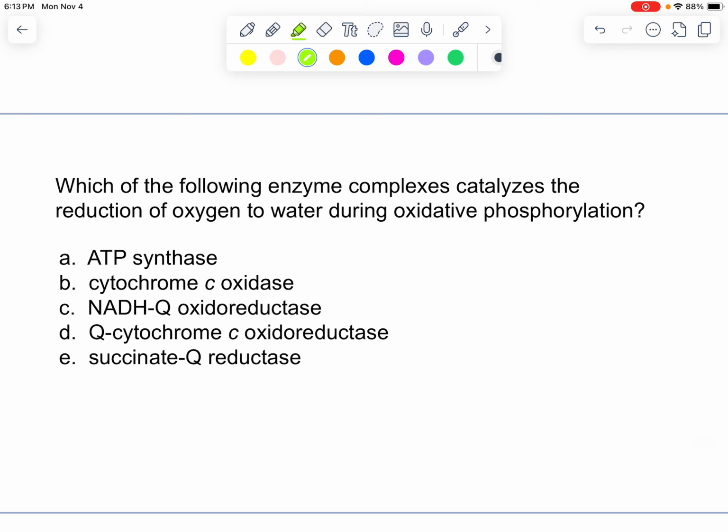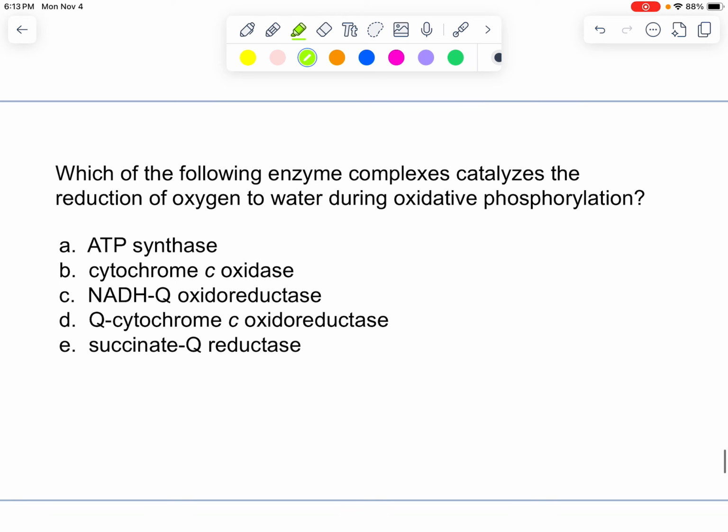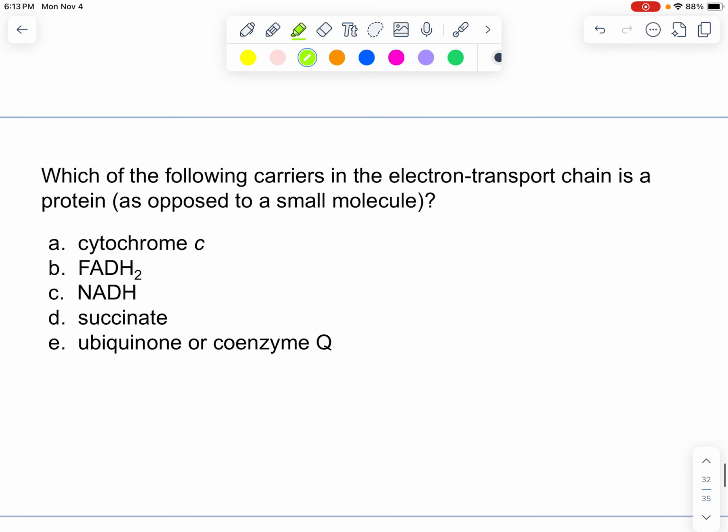All right, a couple questions. Which of the following enzyme complexes catalyzes reduction of oxygen to water during oxidative phosphorylation? All right, so you should study to the level where you can answer these questions without looking back, okay? So study to that level and try to answer this question. You should be able to tell the story of each of the complexes. Tell you what, I'm going to come back at the very end and highlight the answer, okay? So you can try it on your own if you want first.